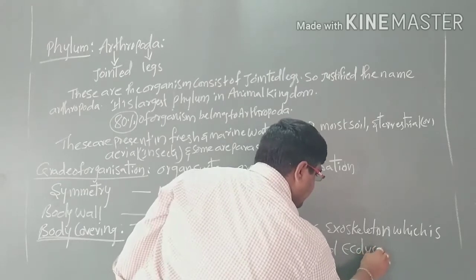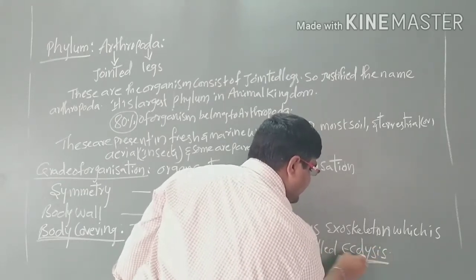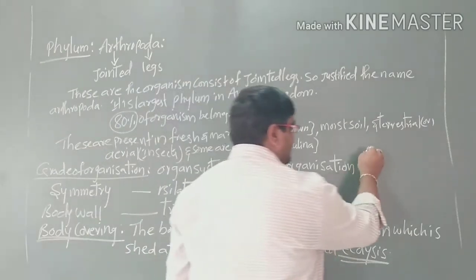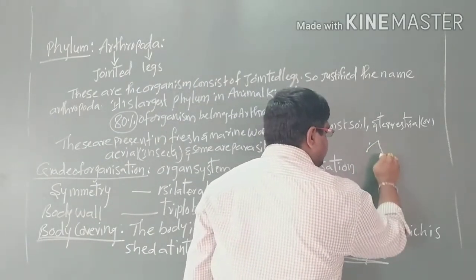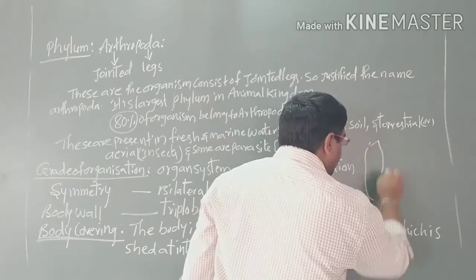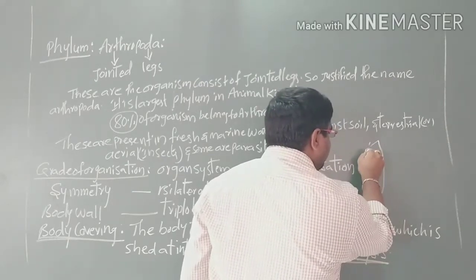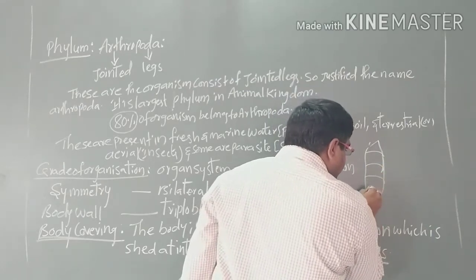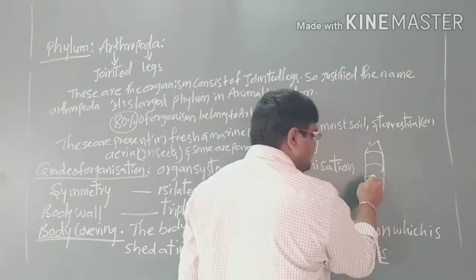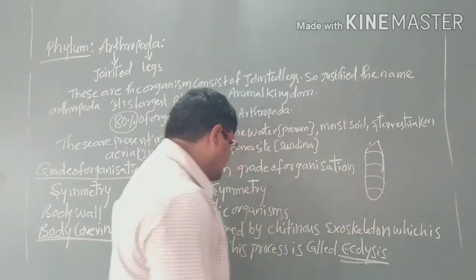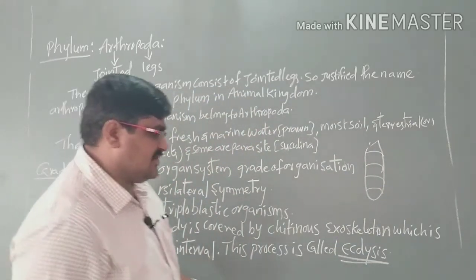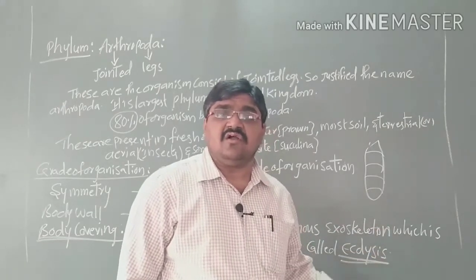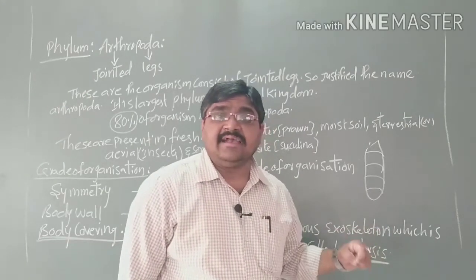This process is called ecdysis. So what does ecdysis mean? The skeleton has gaps. For example, if you see this organism, here the exoskeleton has gaps present. That exoskeleton is shed at intervals. This condition we can call ecdysis.